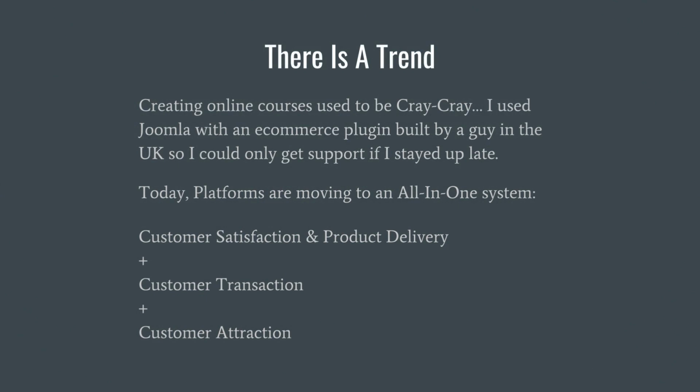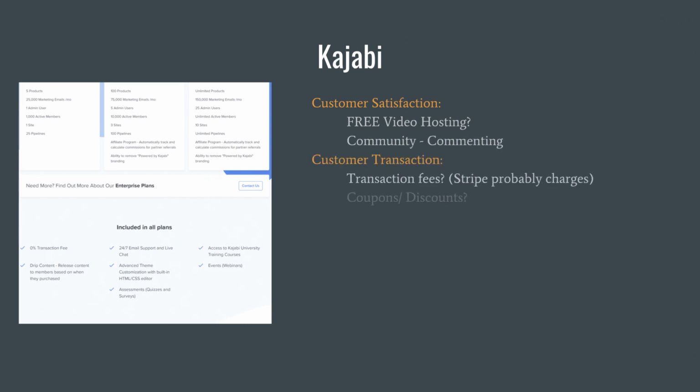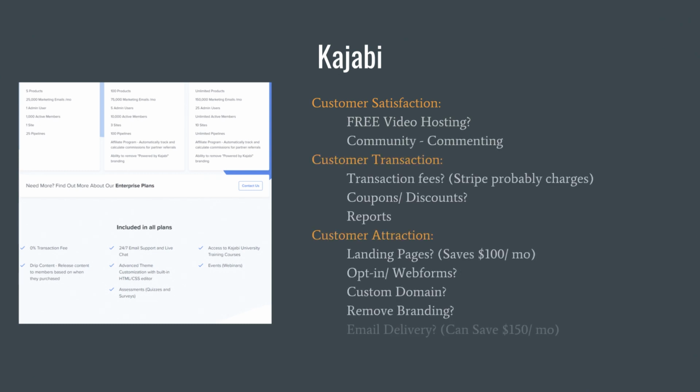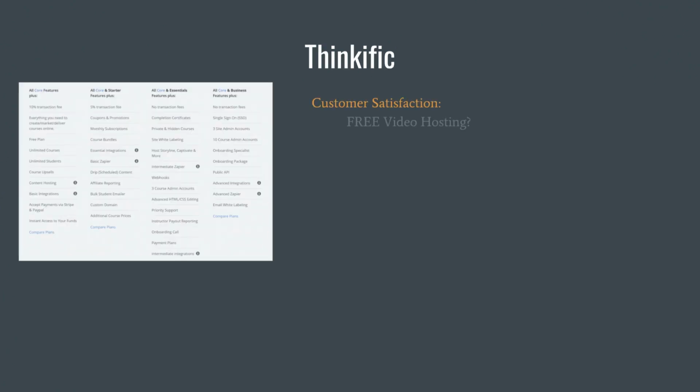Today, and this is as of a couple of years ago, platforms are moving to an all-in-one system. They're doing the customer satisfaction and product delivery, they're doing the customer transaction, and they're doing the customer attraction, all right? Kajabi has free video hosting. They're doing community via the commenting. There's no transaction fees, although Stripe does, and it's hooked up through Stripe. They have coupons, they have reports. They have landing pages and opt-ins for me to connect, and I have a custom domain, and I can remove their branding, and they have email delivery. They have all of these things.